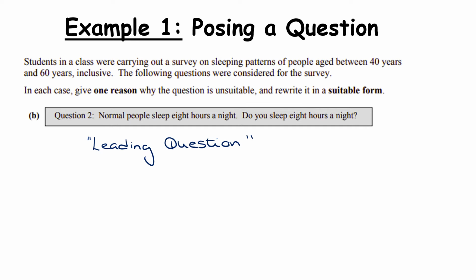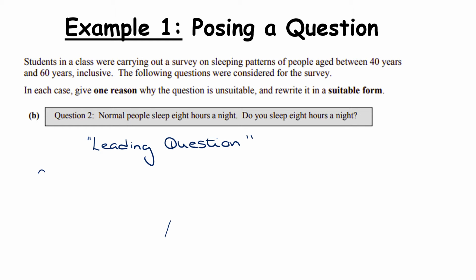So for example, normal people sleep 8 hours a night. Do you sleep 8 hours a night? If I were to answer no, I will be saying that I'm not normal. So most people would answer yes and not answer accurately. It's important that the questions are not leading in any way.